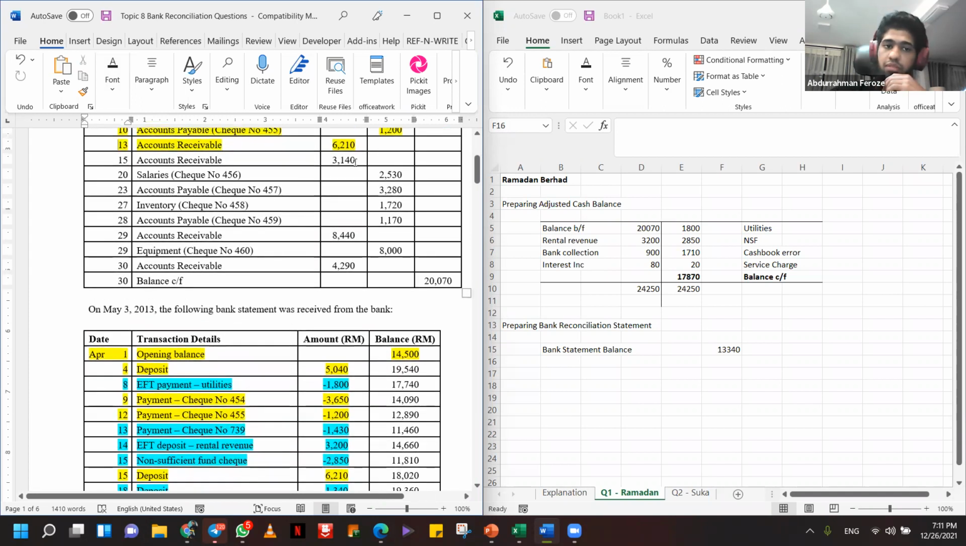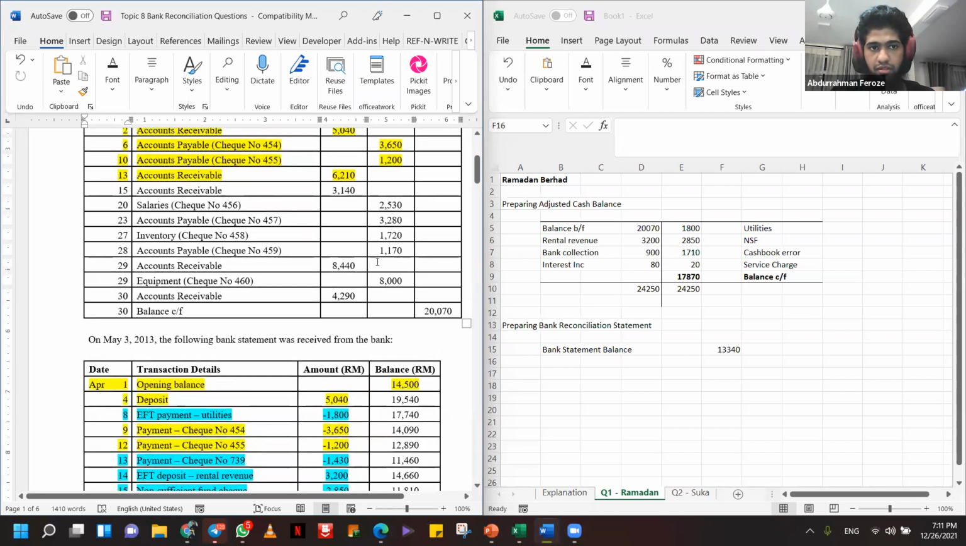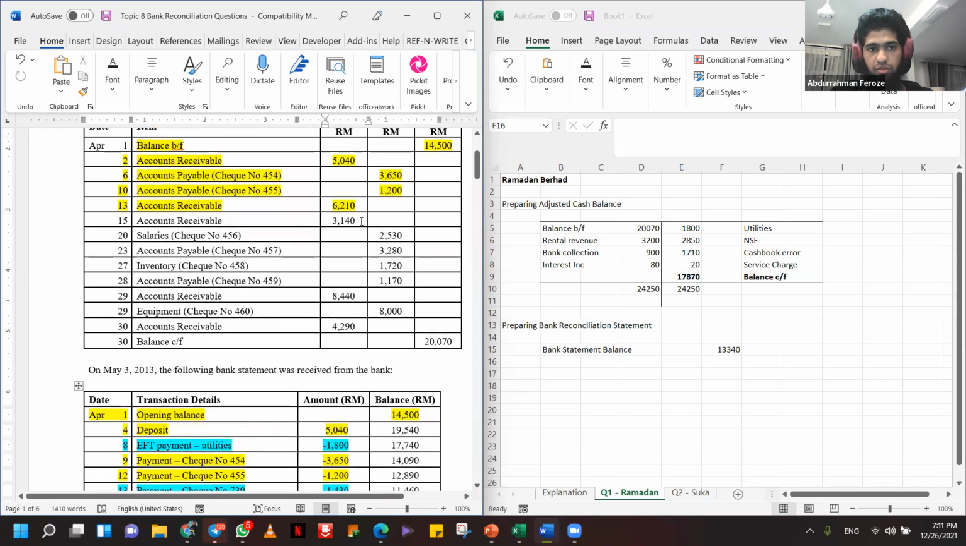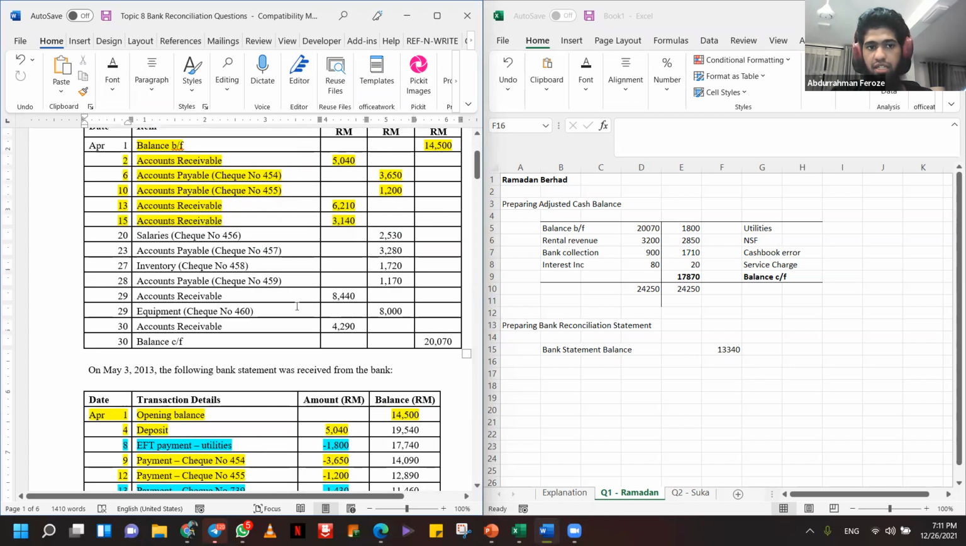3,140. Yeah, this was the mistake, right? This was the mistake that was made by the company, and 1,340 was recorded by the bank, right? And so we cover this. We don't have to cover it again because it has already been taken care of here. The cash book error has been taken care of here, right?